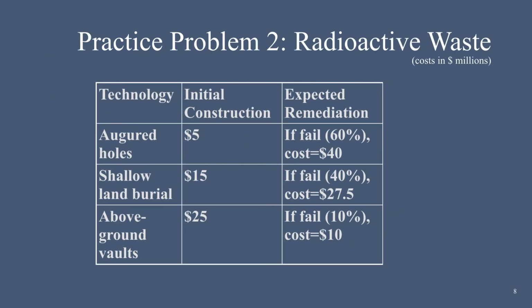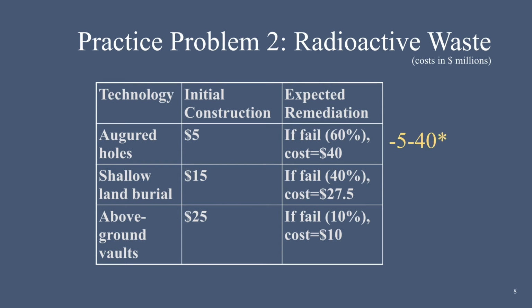I want to turn now to another example. In this case, the government is deciding how to deal with radioactive waste. There are three options, each with different initial construction cost, as well as different costs should it fail. And as you'll see here, we have both the expected cost and the probabilities of failure. Go ahead and pause the video and do your best to calculate the expected value of all three options. And when you're ready, press play and we'll go over the answers.